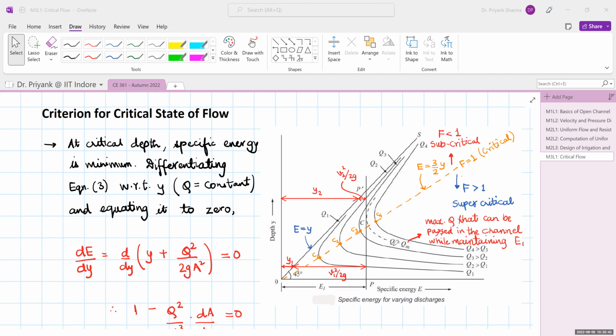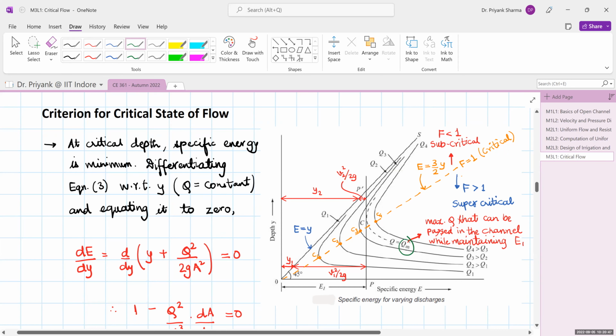Now, this Q equal to Qm is the maximum discharge that can be passed in the channel while you maintain your specific energy E1. So when specific energy E1 is maintained, that is a maximum discharge. So the critical condition apparently is a condition of maximum discharge as well, as well as the condition of minimum specific energy. Okay, so at critical depth, the specific energy is minimum.